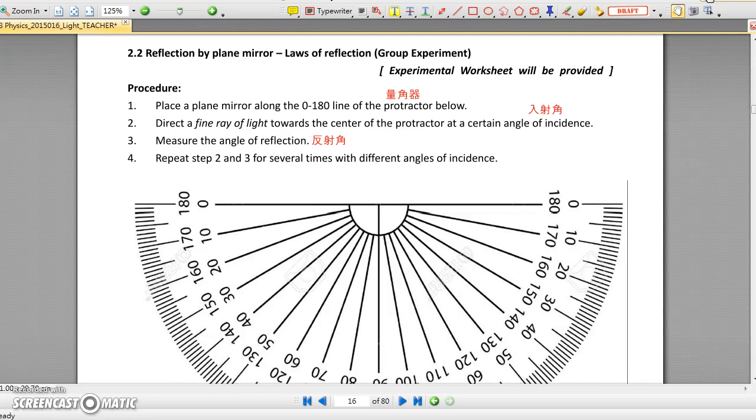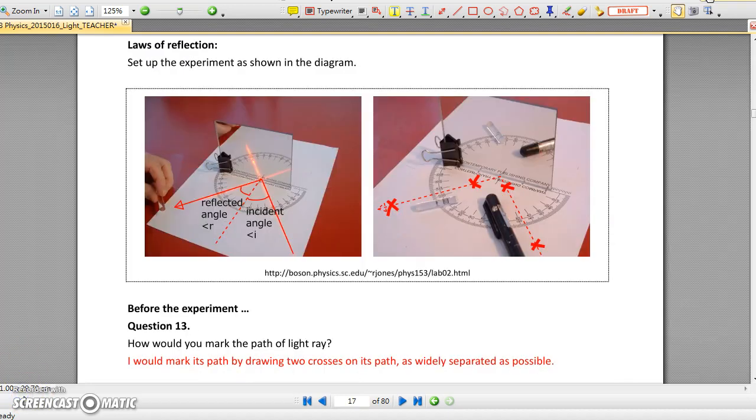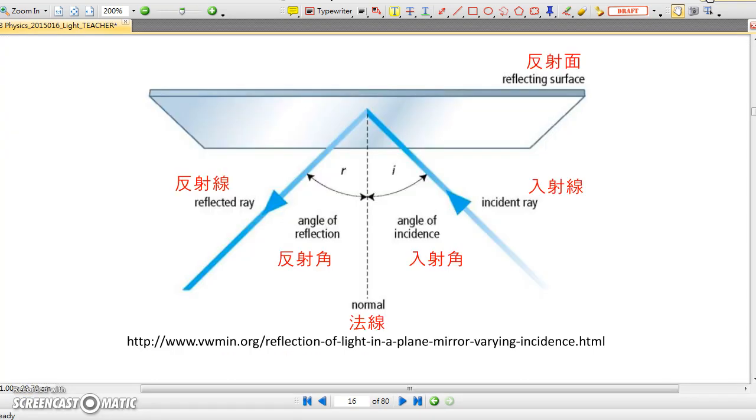So in this lesson, you are going to do a very simple experiment to verify the laws of reflection. You will be given a left sheet with a very big projector which look like that. And then you set up your apparatus just like these pictures. And what you are going to do is to measure different angles of incidence and measure the corresponding angle of reflection and see how they are related.